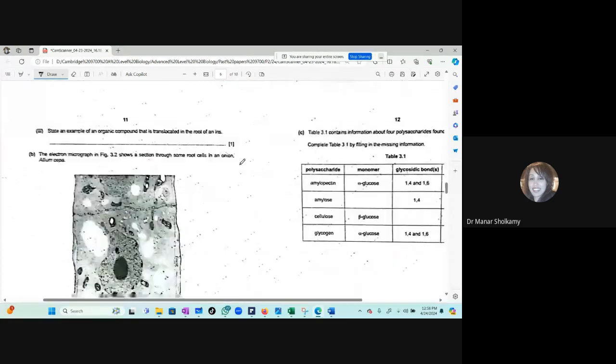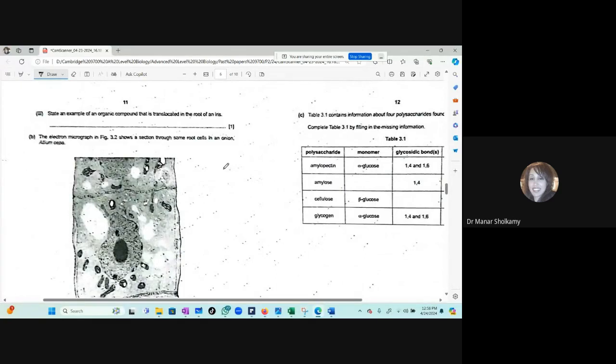Fine. State an example of an organic compound that is translocated in the root of any plant. What is translocated in any... Translocation here happens where? Phloem, xylem. What is translocated? Give me an answer.